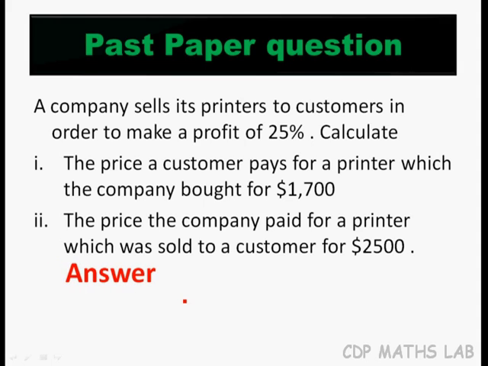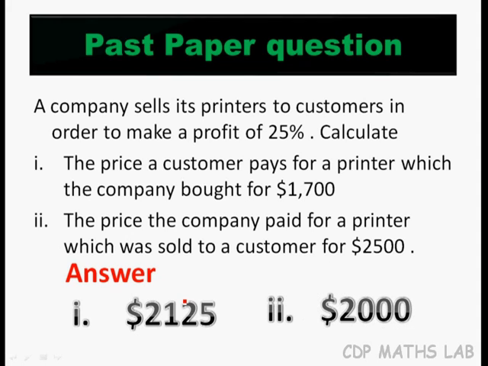Pause the video and try these questions. What answer did you get? For the first one, $2,125. If you did not get this one for the first one, try again and don't continue until you get this one. Second one, $2,000. Did you get this one? If you get both answers correct, give yourself a clap.